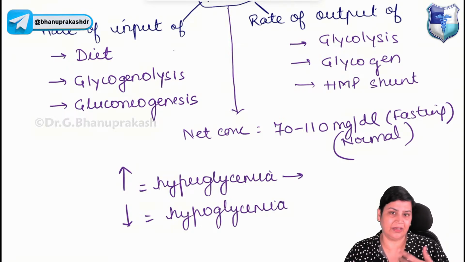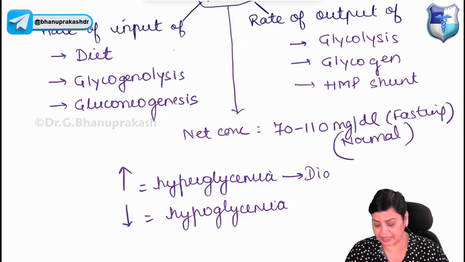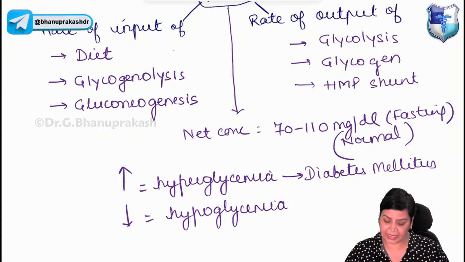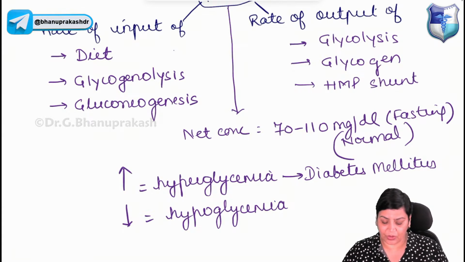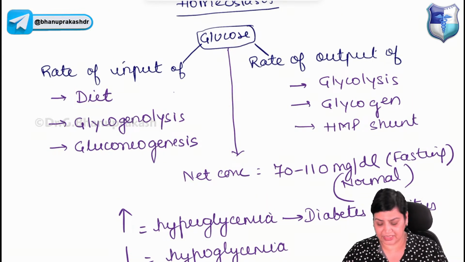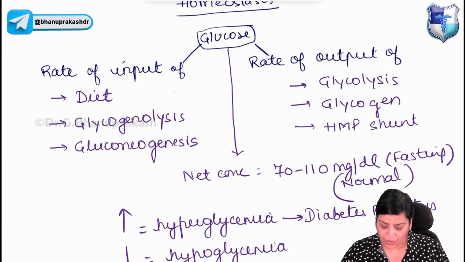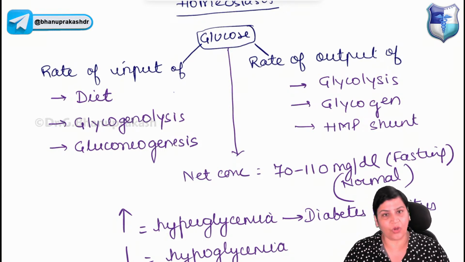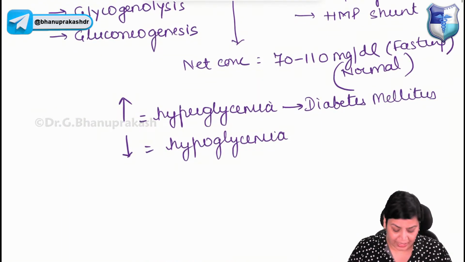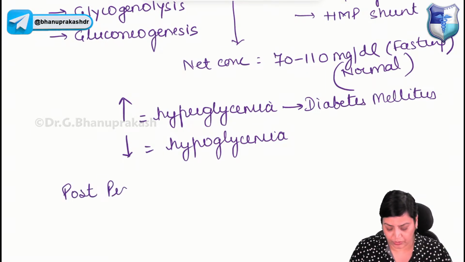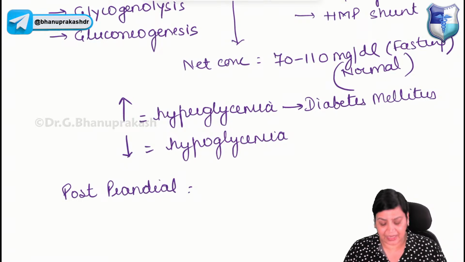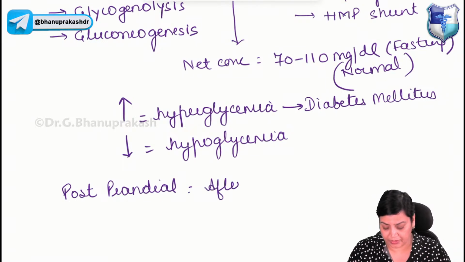Hyperglycemia, the refined name is diabetes mellitus. Clear? So this is the entire thing about glucose. Now see, there is one normal or fasting range, and there is one post-prandial limit also. Post-prandial is after food.